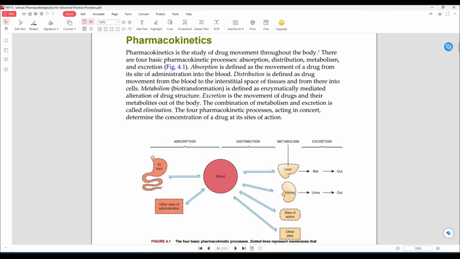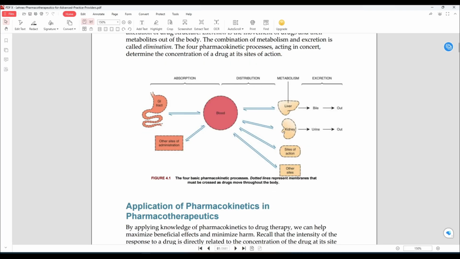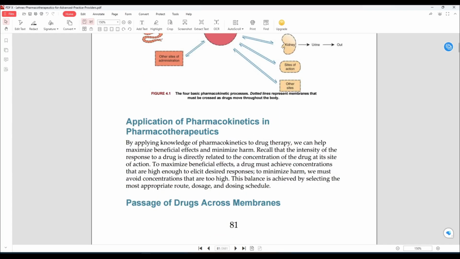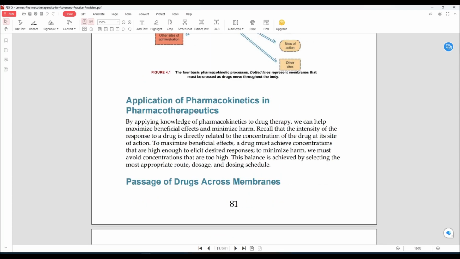So here you're taking a look at a picture of absorption, distribution, metabolism, and excretion, and whether it's being metabolized in the liver, kidney, the site of action, or other sites, and its excretion via bile or urine. So the application of pharmacokinetics in pharmacotherapeutics.